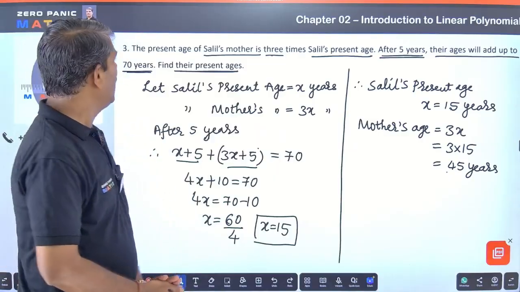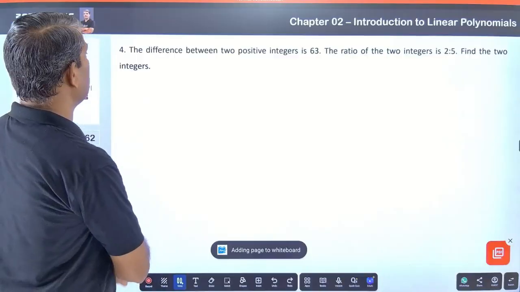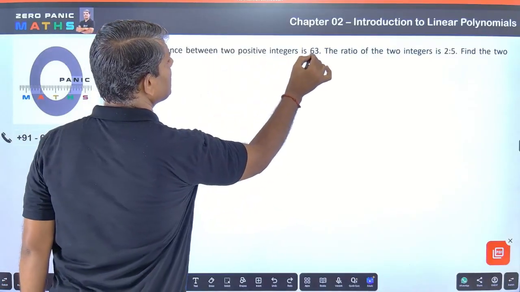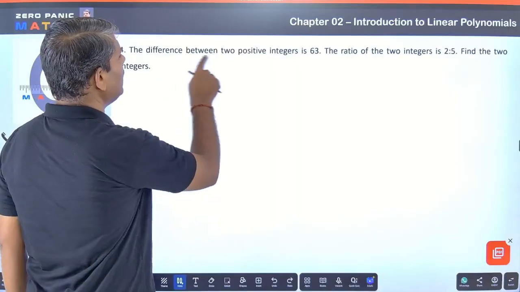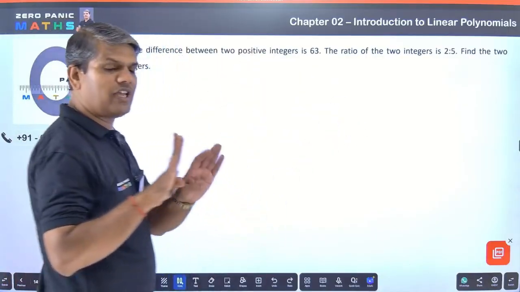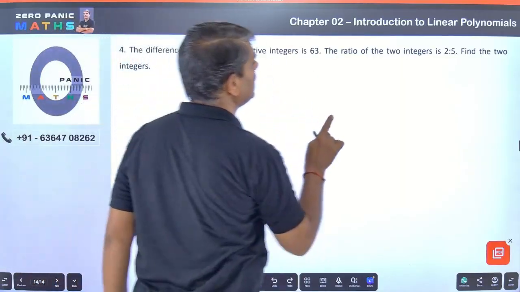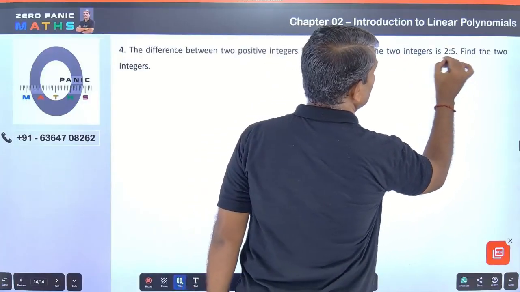Understood this? Okay. Now let us see a similar kind of example. One more example of the similar kind. The difference between two positive integers is 63. Listen to me carefully. We are not given what those positive integers are, but the difference is 63. The ratio of the two integers is 2 is to 5.